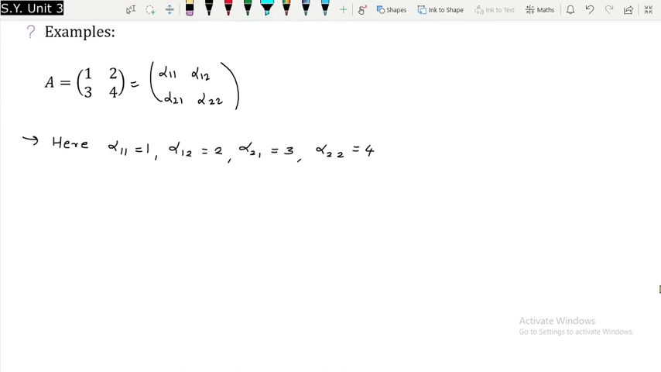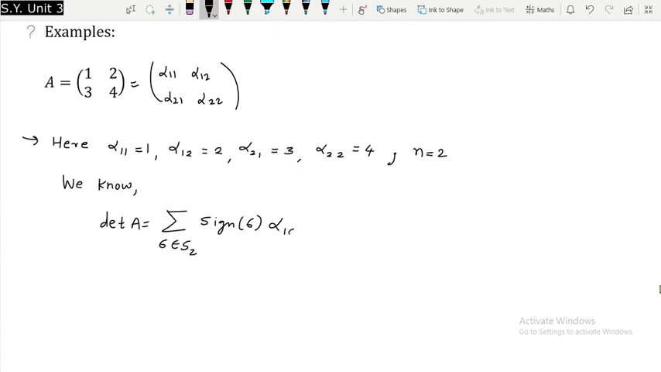So we know what the definition of determinant is. If you want, I will mention the value of n as well. The value of n is 2, since it is a 2 by 2 matrix. So I will write down the definition. We know the determinant of A will be the summation over sigma belonging to S2 of the sign of sigma, and over here you will have only two terms, so alpha 1 sigma 1 multiplied by alpha 2 sigma 2. That's it.